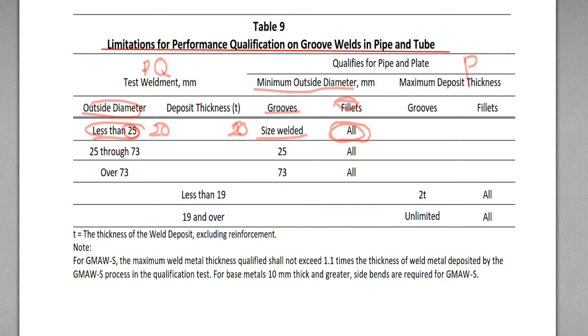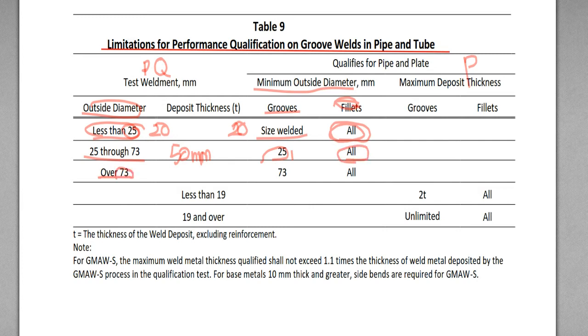And outside diameter 25 through 73, then the minimum outside diameter is 25. So if you use 50 millimeters of outside diameter of the pipe, then the minimum qualification of outside diameter is this 25. And fillet weld, no limit.